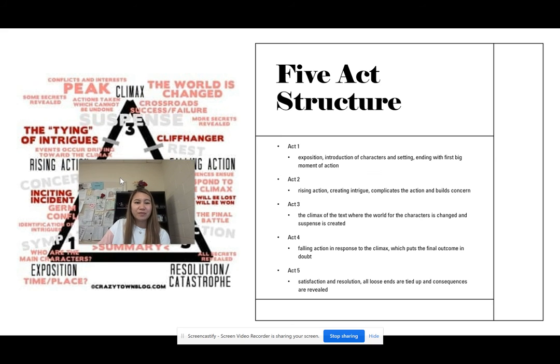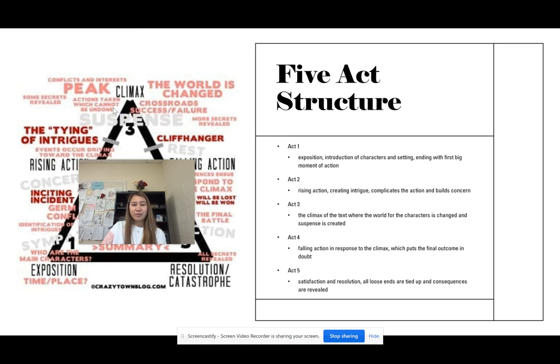Now let me introduce the five act structure. It's always associated with a pyramid. We begin with Act One: exposition, introduction of characters, setting, ending with the first big moment of action. If you look at the pyramid, it's right here. It's an introduction. We know the characters and so on and so forth. And the rising action is right here, creating intrigue, complicating the actions, and building concern.